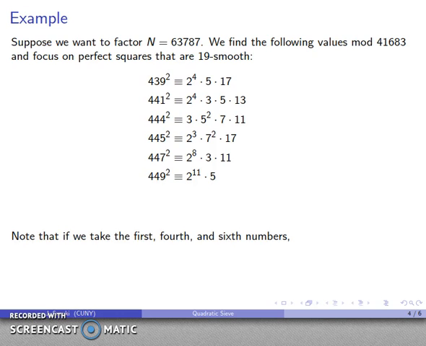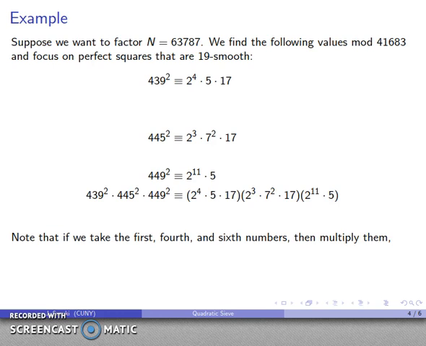I take a look at my list, and I want to find a product of some of these numbers that will give me a perfect square over here. For right now, I'll just make the observation that if I take the first number, the fourth number, and the last number, and get rid of all the rest, and multiply these together, notice what's going to happen. There's my first number, 2 to the 4th, 5, 17. There's my second, 2 to the 3rd, 7 squared, 17. And there's my last, 2 to the 11th times 5.